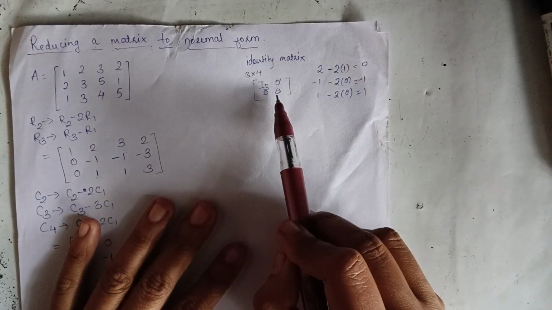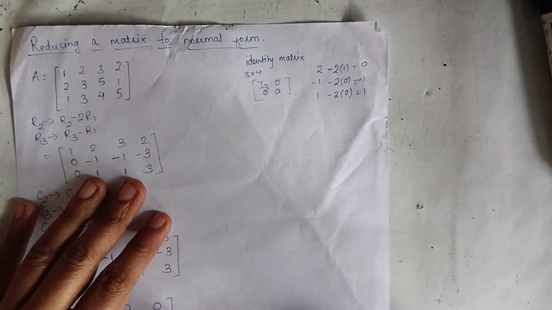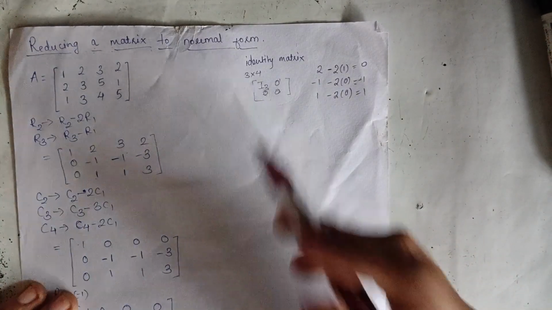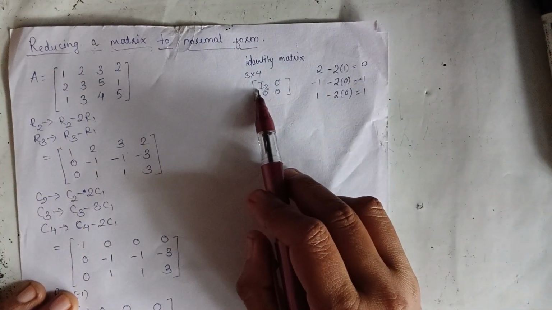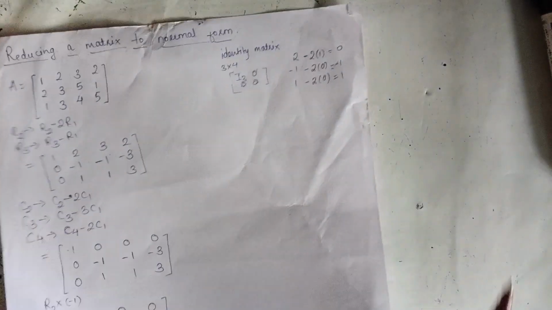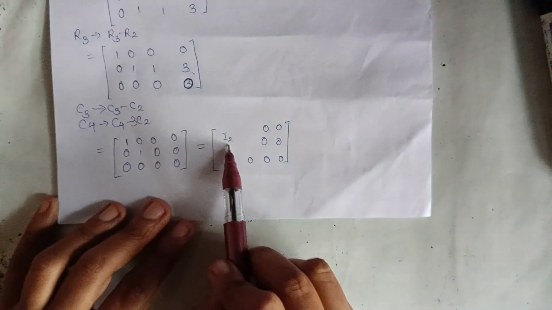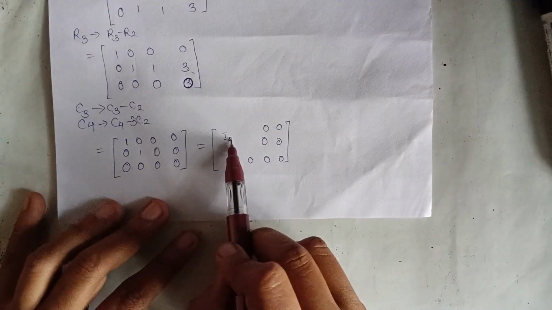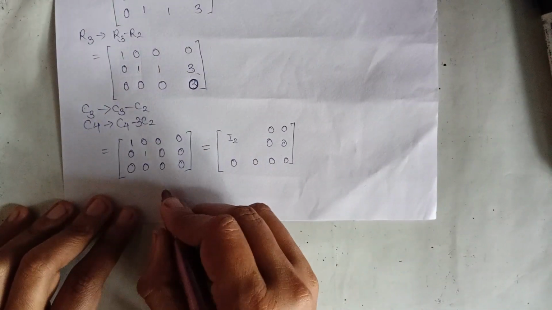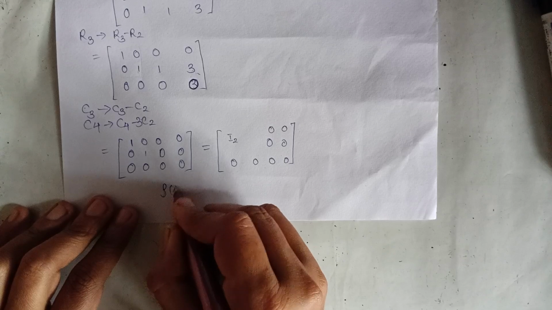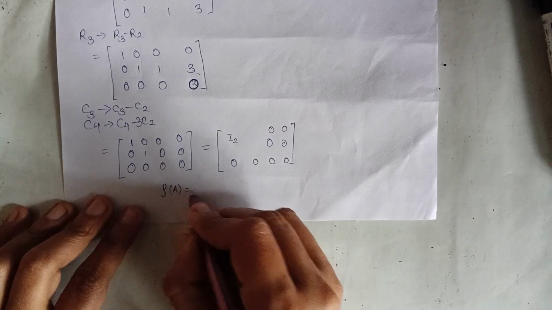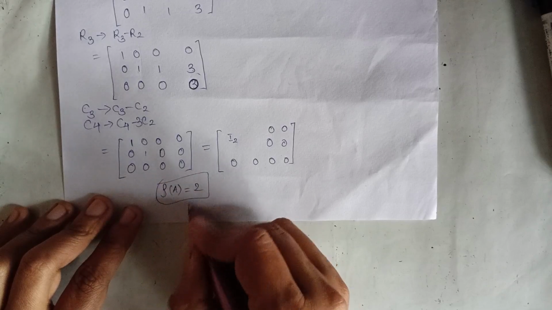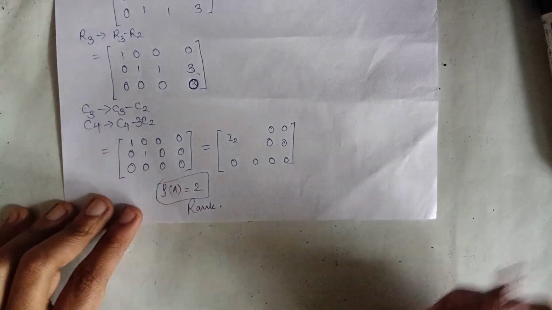So we have reduced it to normal form, and from this we can write the rank of a matrix. The rank of this matrix is 3 and here the rank of a matrix is 2. Whatever order the identity matrix you get, that becomes your rank of a matrix. So rank we denote as rho of A equal to, this is the rank of a matrix.